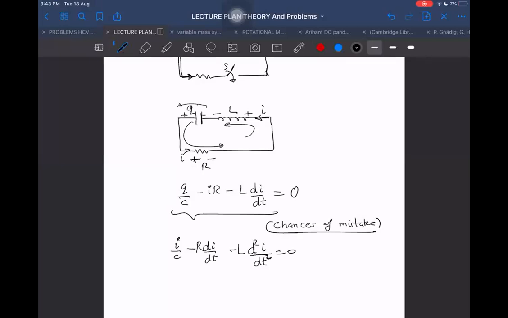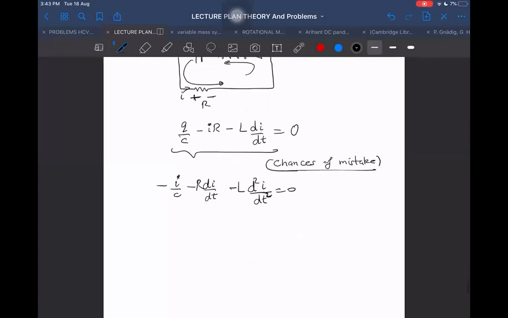Minus dI by C. Yes, because the charge is decreasing with time. The capacitor charge is decreasing with time. So this is a common mistake which some students commit. They will just write dq by dt as plus I. We should not do that. Then what should we write instead? Minus. Or you can remember it in a simple way: in case of damped oscillation, nothing is negative.